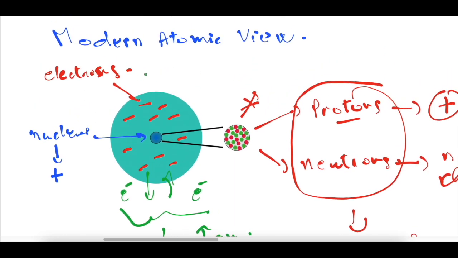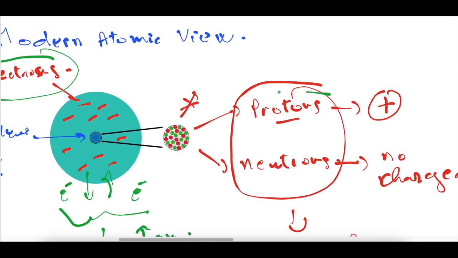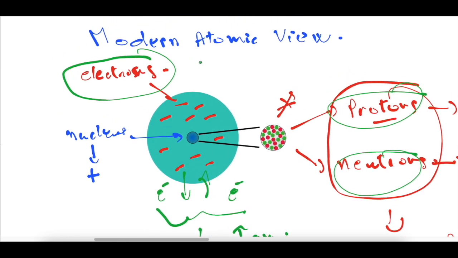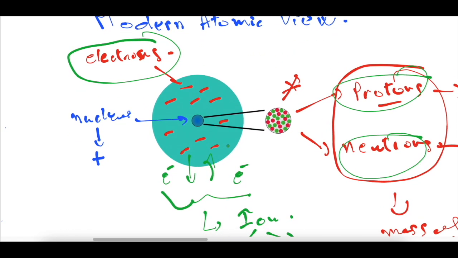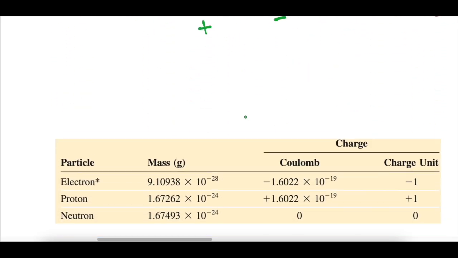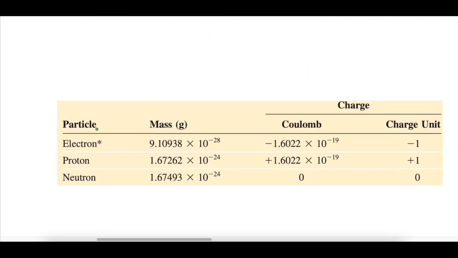So here we can see that we have three fundamental particles, the electrons, the protons, and the neutrons, that compose the atom in the modern atomic view. And now let's talk about the properties of these three fundamental particles. In this table, we summarize all their properties. We have one single electron, one single proton, and one single neutron.